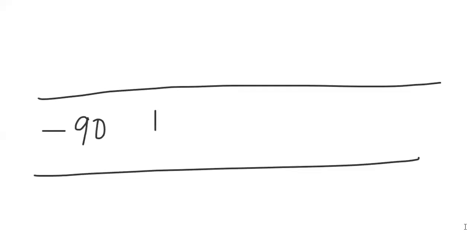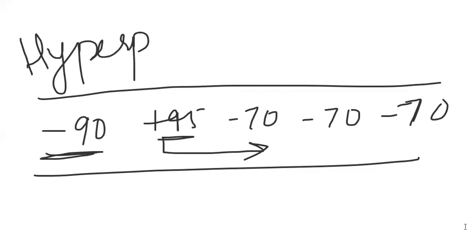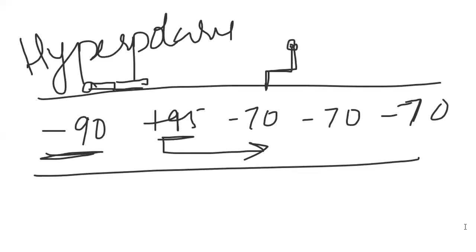So finally, the situation will be like this: minus 90, plus 45, minus 70. That allows the impulse to move only forward, because this is not the normal state. This is hyperpolarization, more than the resting state. Imagine a person sitting in this place. He is sleeping. Hyperpolarization is nothing but sleeping.